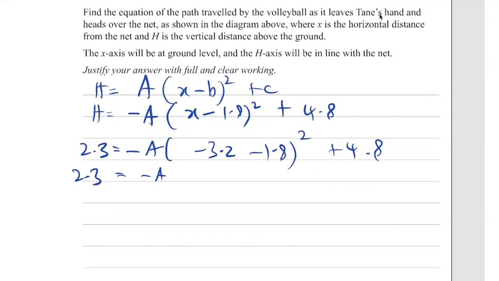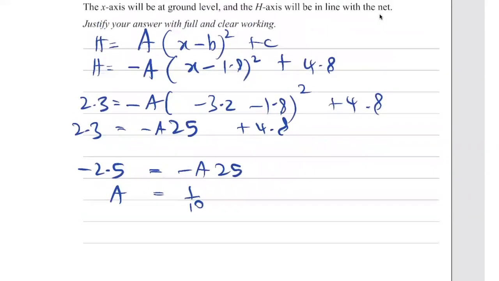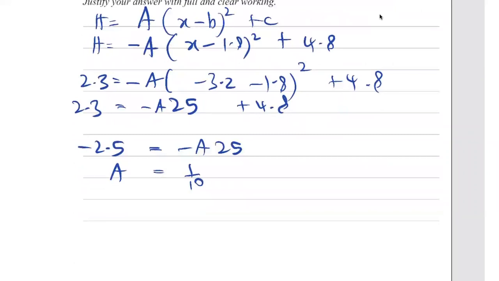That's 5 squared, isn't it? So that becomes 25a plus 4.8. So we're going to subtract 4.8 from that whole thing. So 2.3 minus 4.8 is -2.5. Good. So -2.5 is -a over 25. And let's divide everything by -25. And we find that that's equal to 1/10. So A is 1/10. So now I've got enough to write that equation.